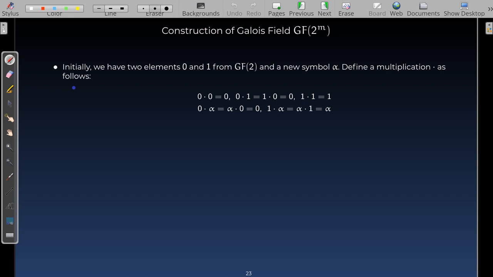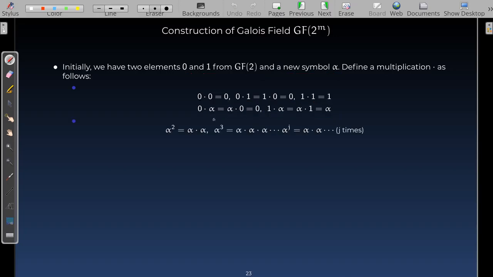Initially we are going to start with two elements, 0 and 1, from GF(2), and we are going to introduce a new symbol or new element alpha, and we will define multiplication as follows: 0 times 0 is equal to 0, 0 times 1 and 1 times 0 is equal to 0, and 1 times 1 is 1, where 0 is the zero element and 1 is the unit element. And 0 times the new element alpha, and alpha times 0, is equal to 0. In a similar manner, 1 times alpha and alpha times 1 is equal to alpha.